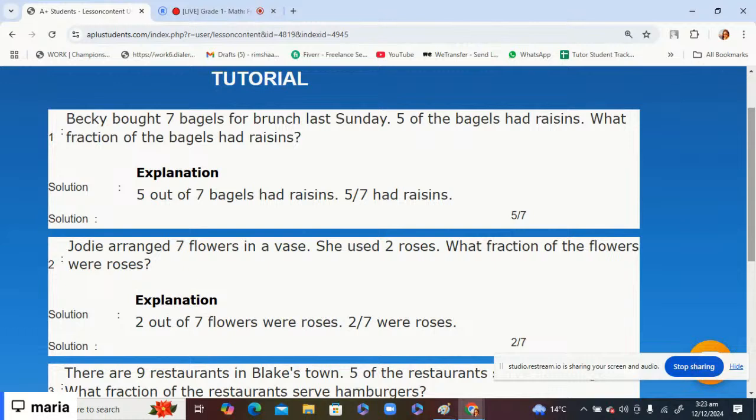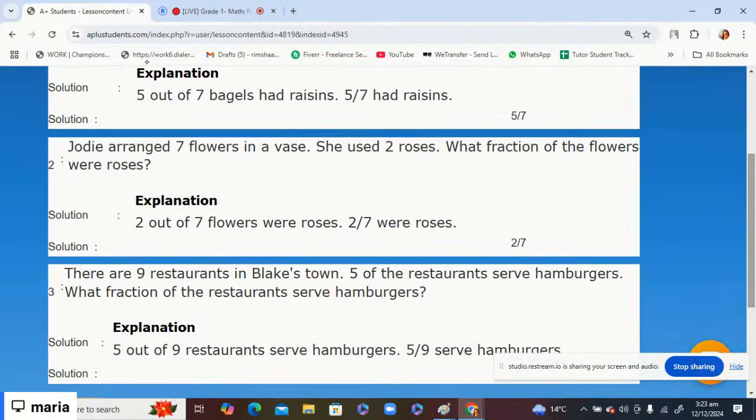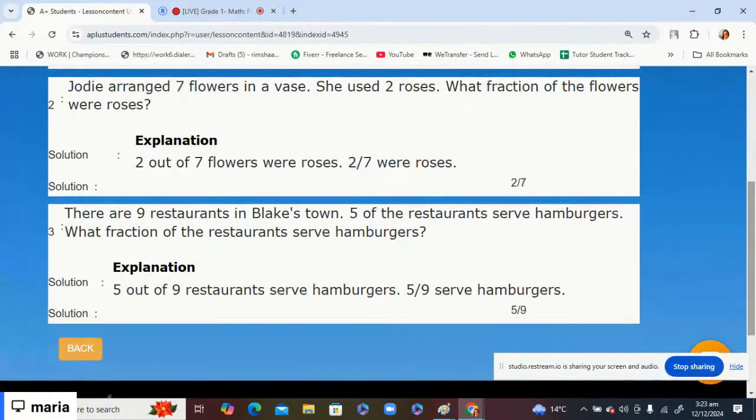In the second question, Geordie arranged 7 flowers in the vase. She used 2 roses. How many total flowers? 7. And how many roses did she use? 2. What fraction of the flowers were roses? The total number of flowers is 7 and she used 2 roses, so 2 by 7 is your answer.